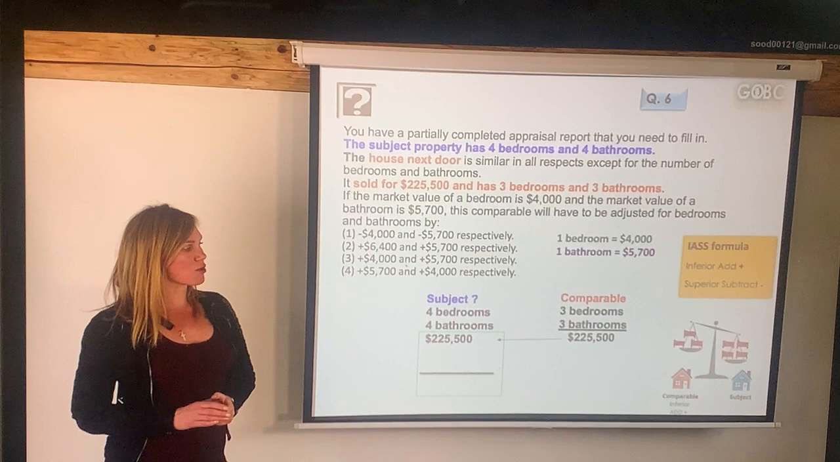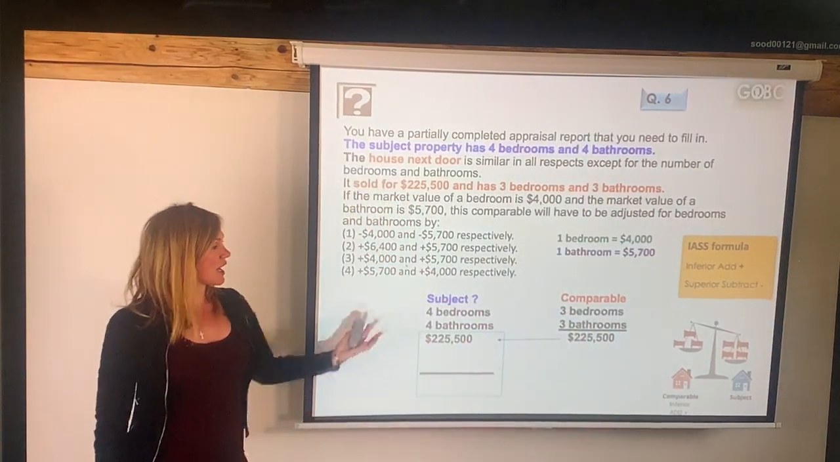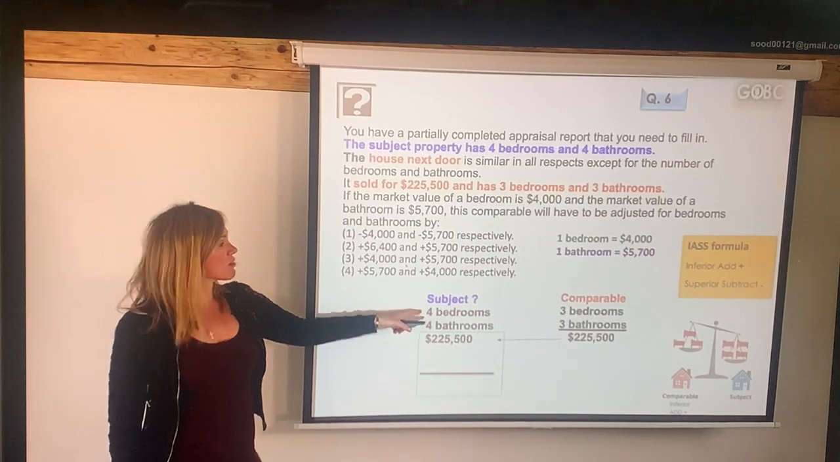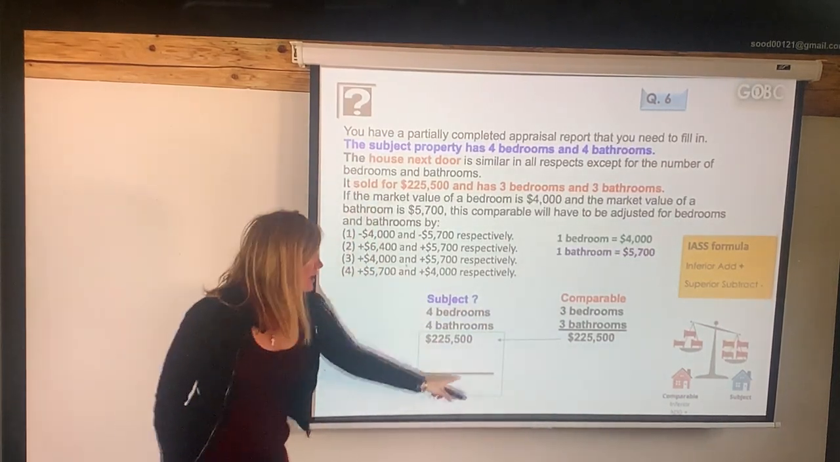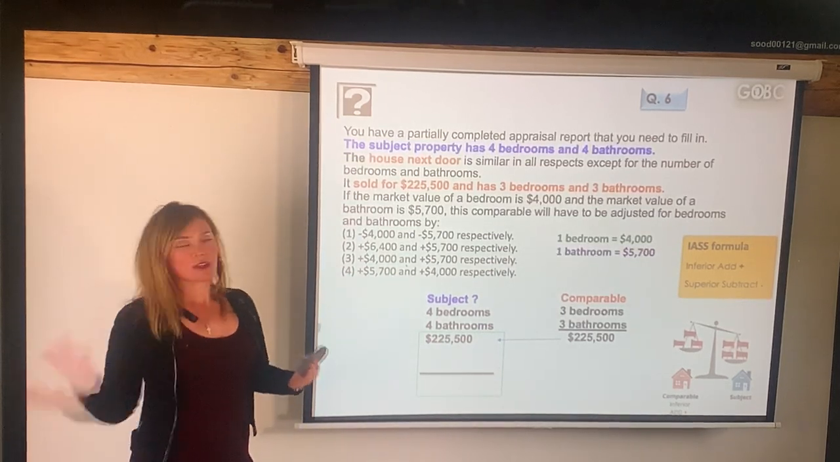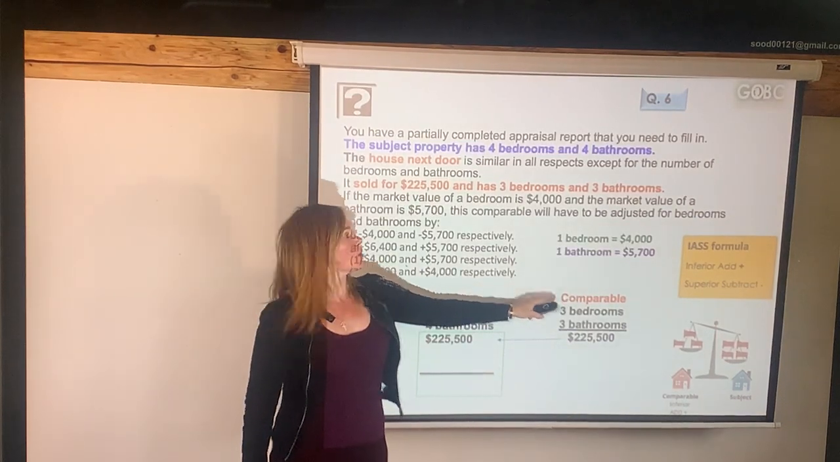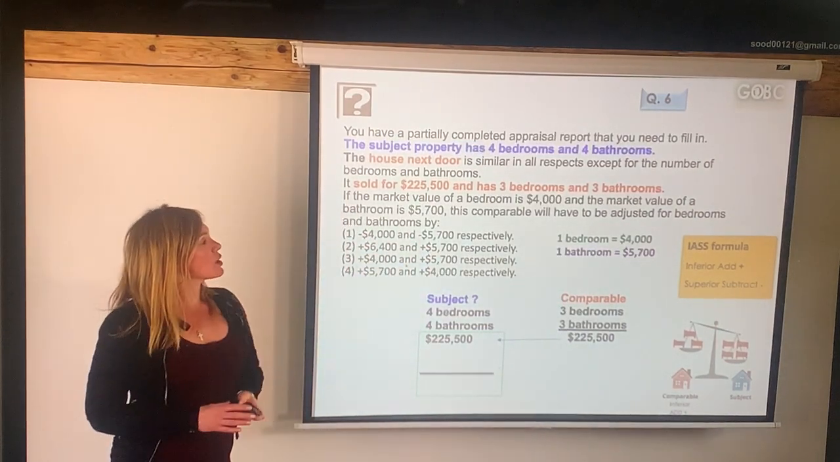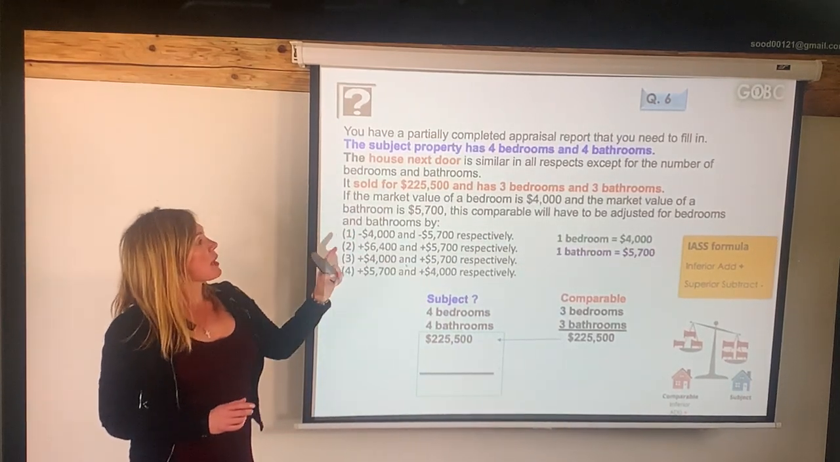So again, your comparable has more or less? If you look at the scale, your comparable has less. Your subject is worth more, it has more bedrooms. So I know already that my subject will be worth more than that. In this case, they're not looking for the math, they're not looking for the actual sale price for the subject, but they're looking for adjustments. Are you going to adjust it by adding or subtracting? You need to remember that we're working with a comparable. That's why it says the market value of the bedroom is 4,000, and the market value of the bathroom is 5,700. This comparable will have to be adjusted.